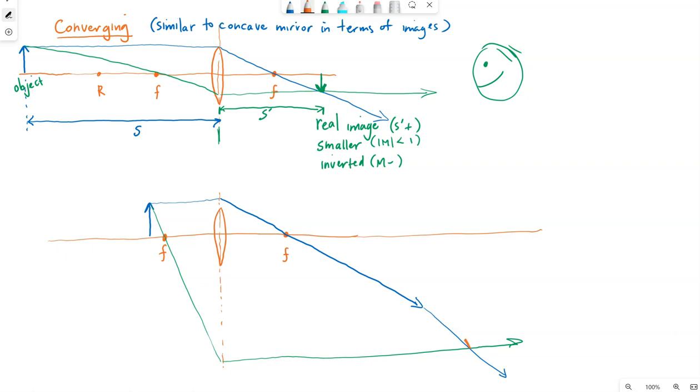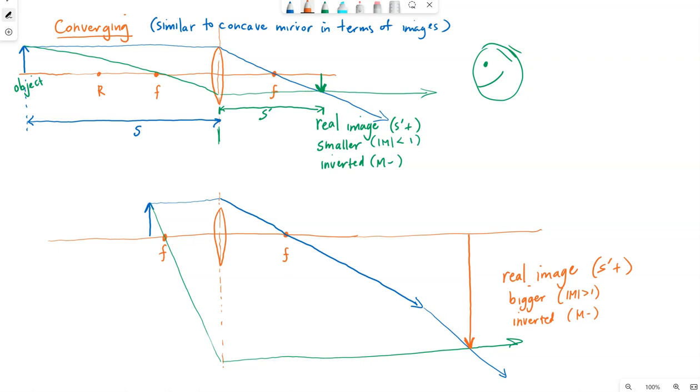This image, because these light rays really do converge, is a real image as well, meaning we would get an S prime value that was positive. This image is bigger than the object, meaning the absolute value of the magnification would be bigger than 1. This image is inverted, meaning the magnification would be negative if we were calculating values for it.